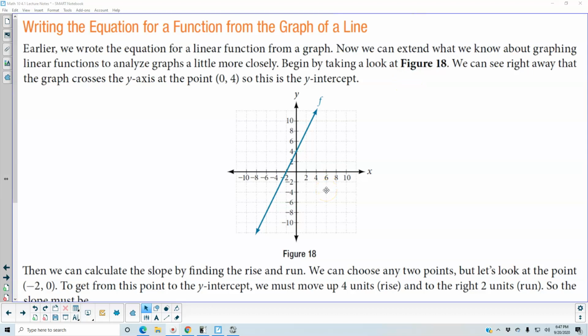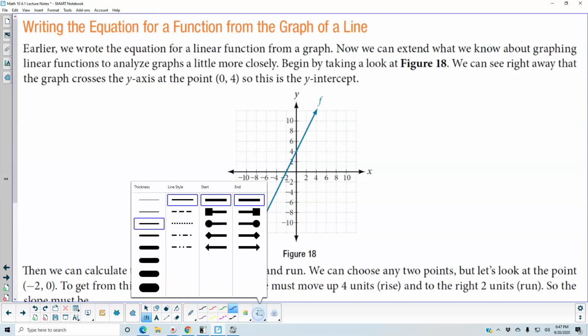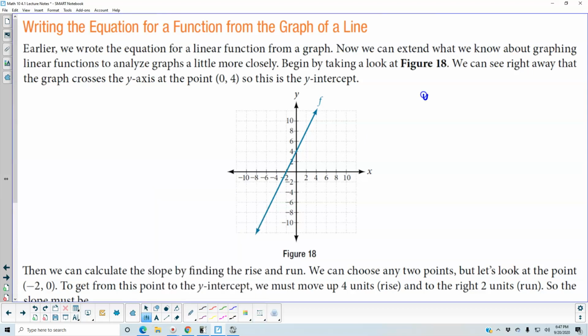We can see right away that the graph crosses the y-axis at the point (0, 4). So this is the y-intercept. So if the y-intercept is (0, 4), then we know that b is equal to 4. Okay, and then we want to take a look at the points here. So we know that we have a point on the graph that represents (0, 4).